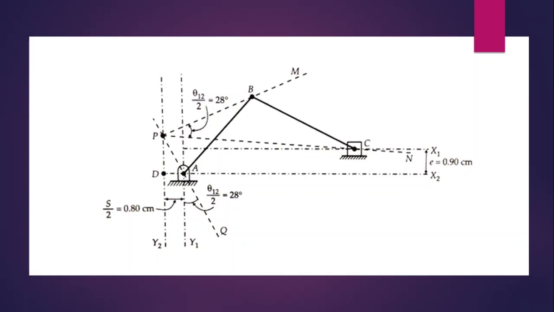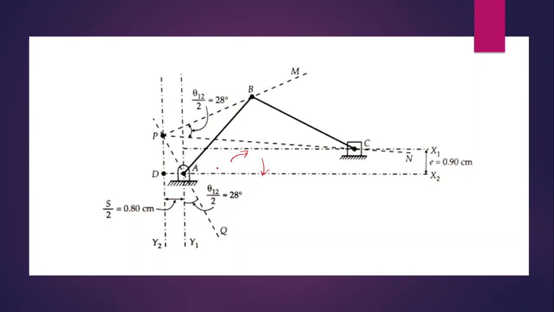Here, the first step is draw two parallel horizontal lines x1 and x2. These are two parallel horizontal lines. First line is this one and second one is this one at a distance of E. E is equal to 0.9 centimeter apart, eccentricity apart. Here x1 and x2 both are two parallel lines. That is the first step.